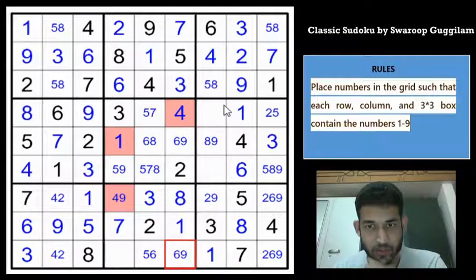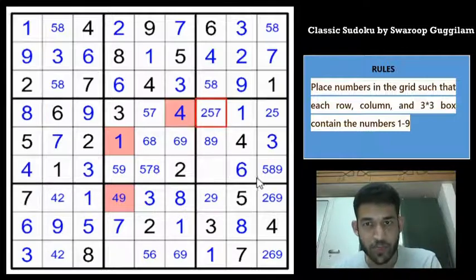Can we make use of any more digits that we already placed? 1, 3, 4, 6, 8, 9, right? So remaining digits are 2, 5, 7. So we can pencil mark them.